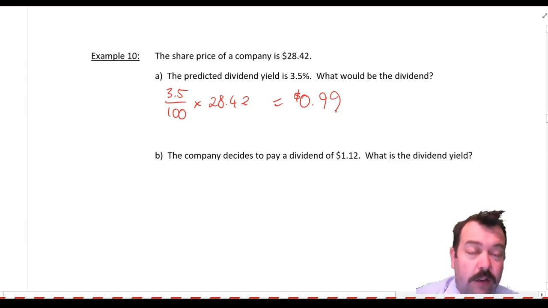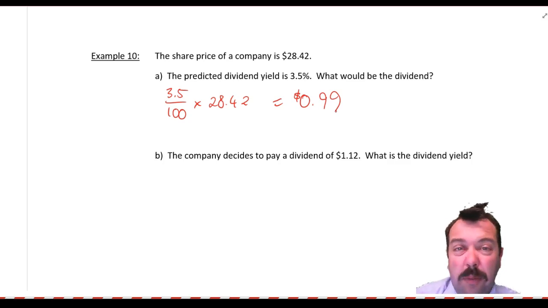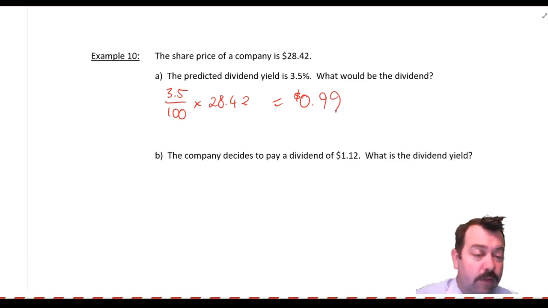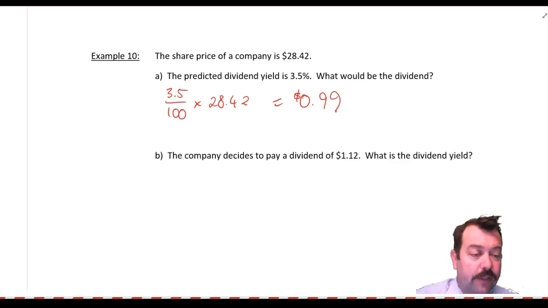Now, we typically round money off to 2 decimal places for cents. But when we're talking about things like dividends, they might be quoted to a third decimal place because typically people don't own one share. We're usually talking about larger numbers, and so that's fairly reasonable. But in this case, I'm going to say 99 cents is the dividend there. Now, let's say the company doesn't pay a 99-cent dividend. It pays a $1.12 dividend. The dividend yield is going to be better than 3.5%. How much better? Well, it's $1.12 expressed as a percentage of 28.42.